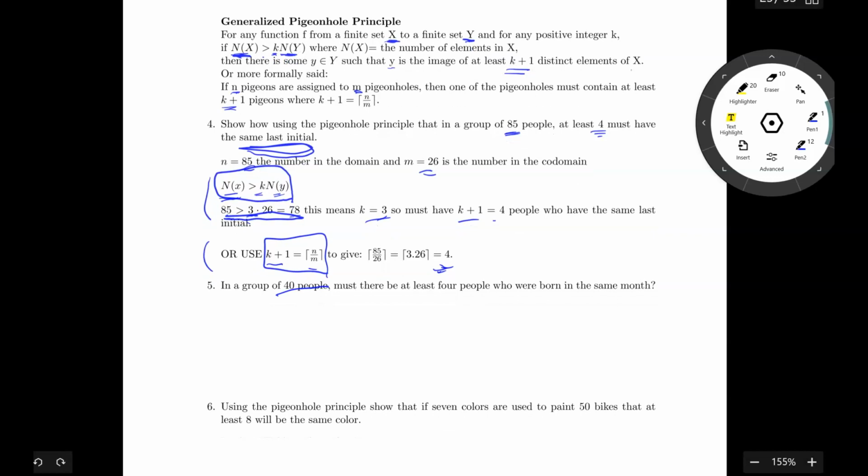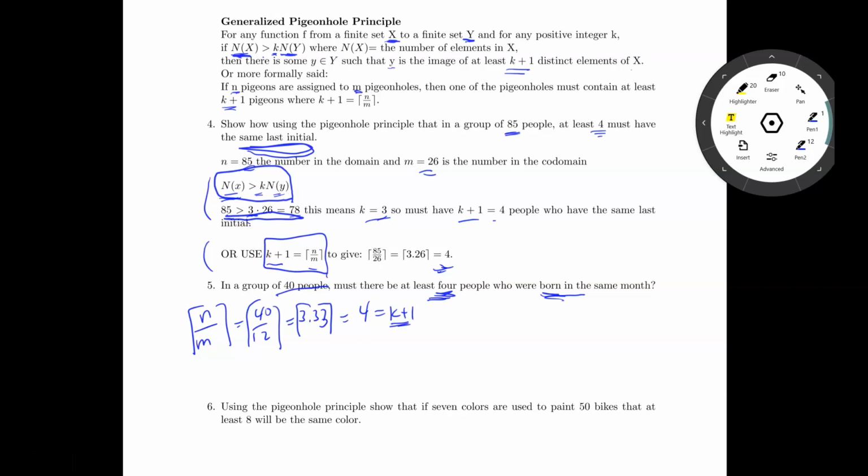All right, so let's do one more. If I've got 40 people, must there be at least 4 of them who were born in the same month? Okay, so let's use the ceiling. n over m is 40 divided by 12. That's 3.33, so the ceiling is 4. That's k plus 1. So yes, there are at least 4 people born in the same month. There are some months that have 4 in them.